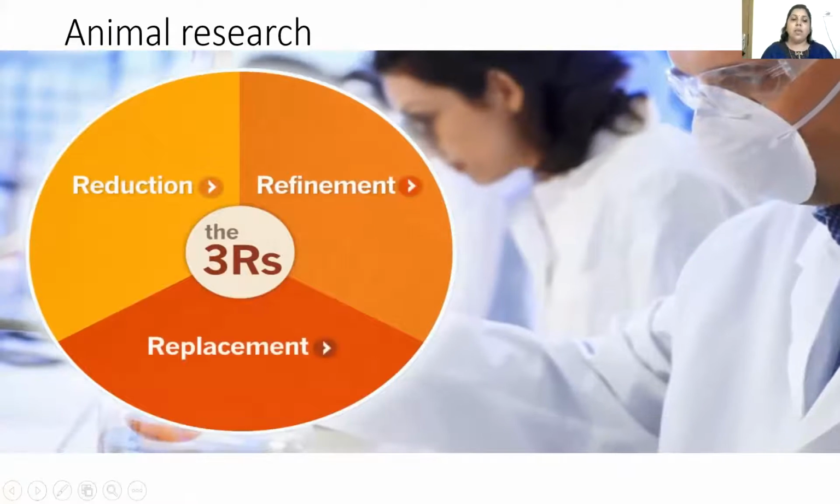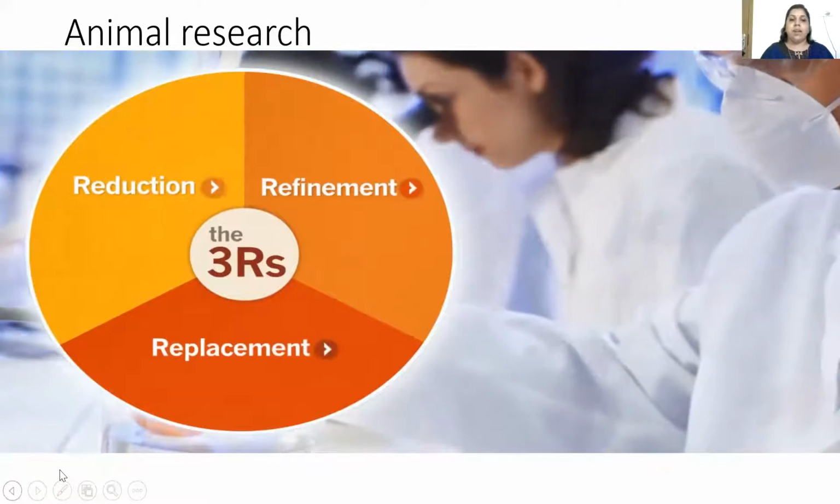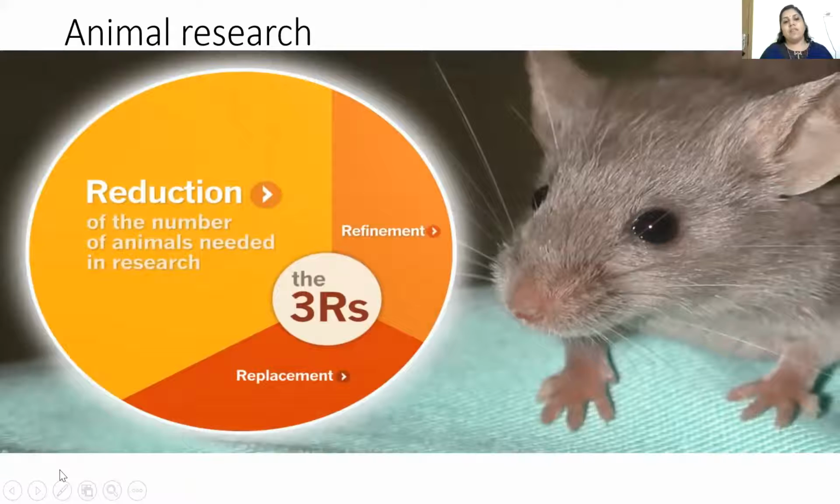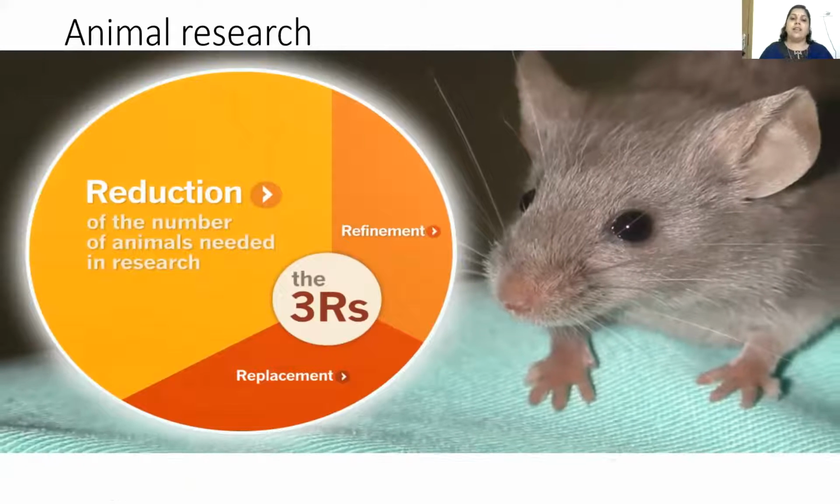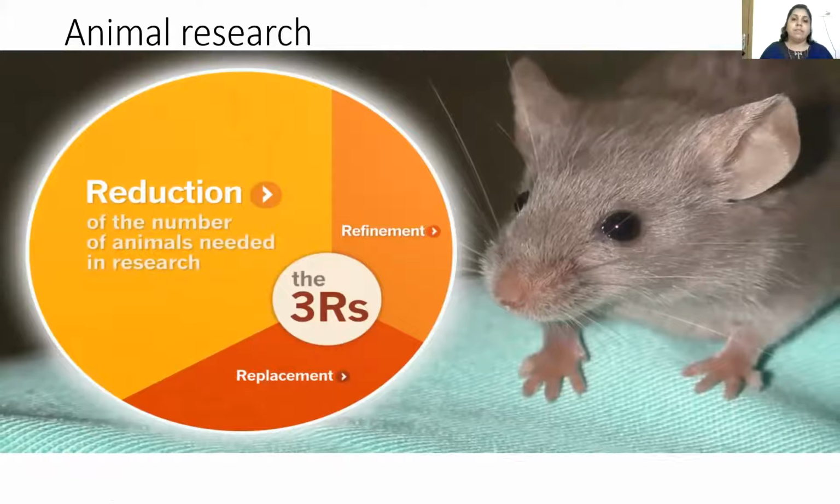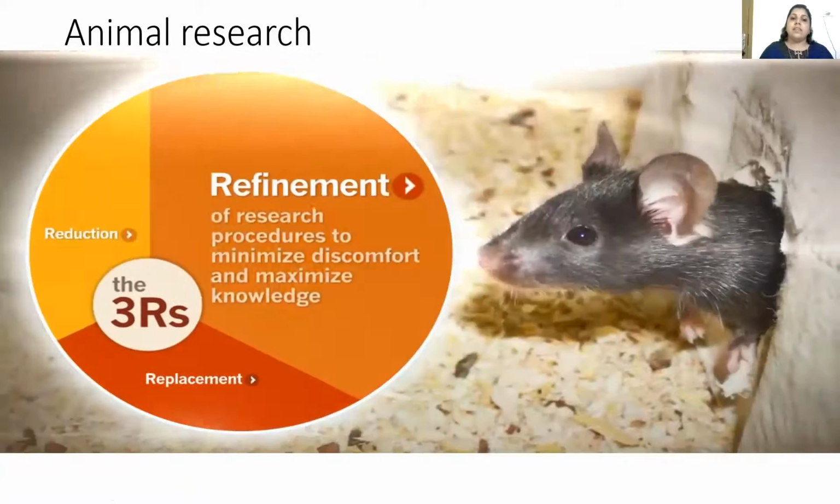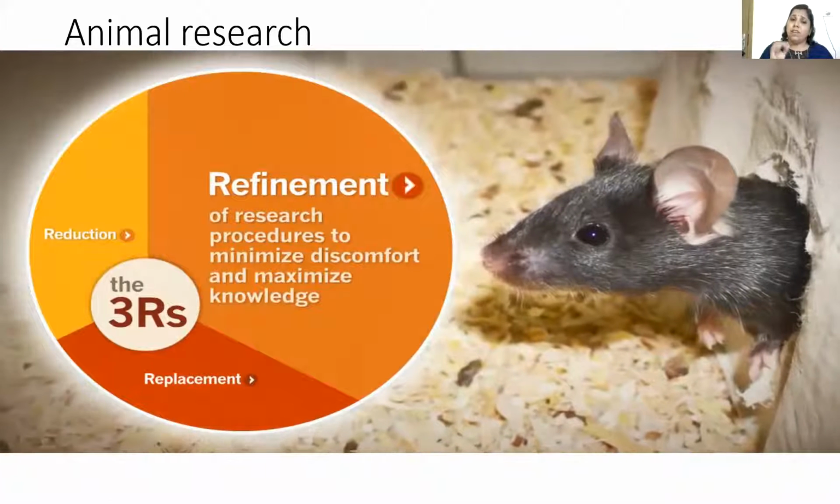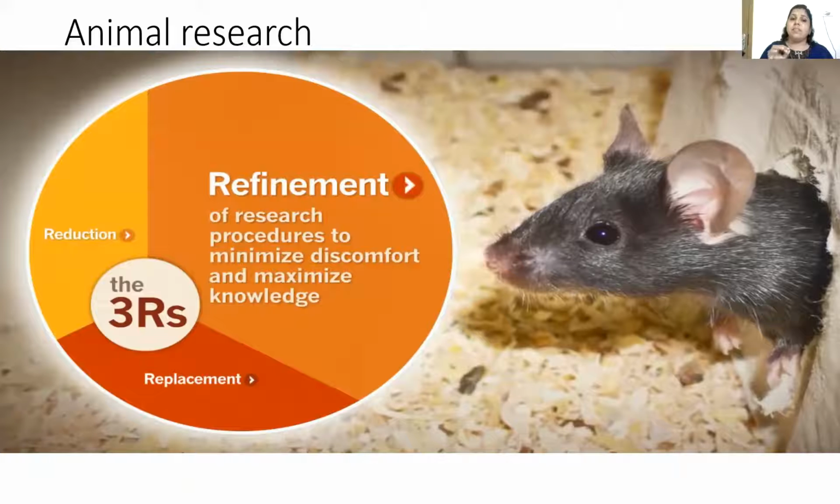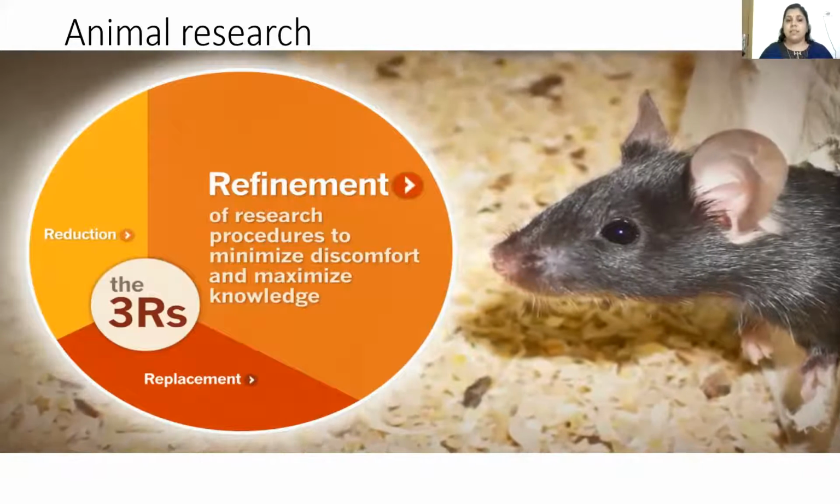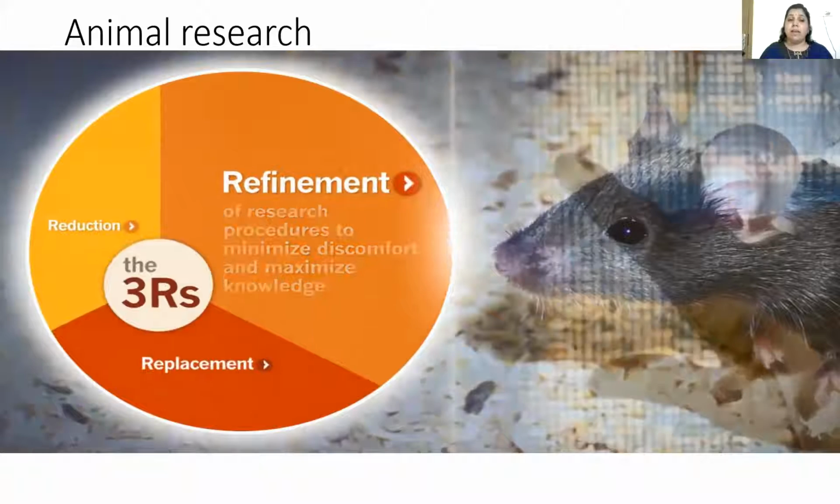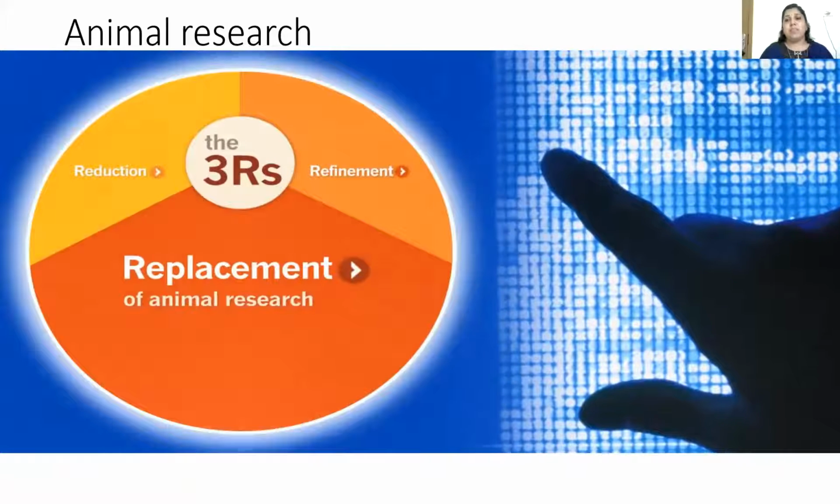Last time I was telling you, the 3 R's are very important. Reduction: ethics always say to reduce the number of animals needed for the study. Next, refinement: research procedures should be very much refined to reduce discomfort and maximize the knowledge gained in animal studies. Then there is replacement of animal research. You replace with some other technique.